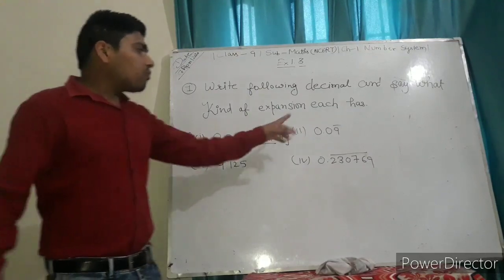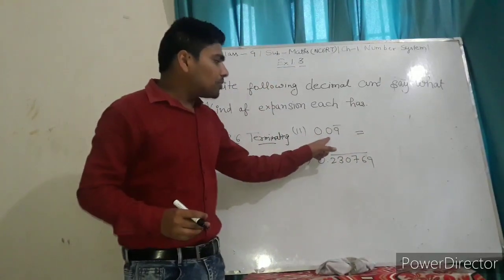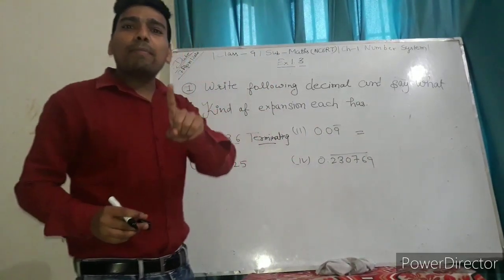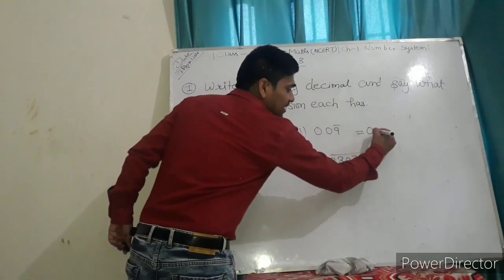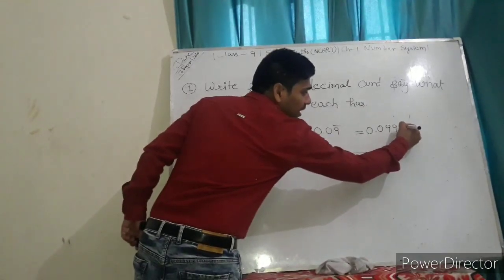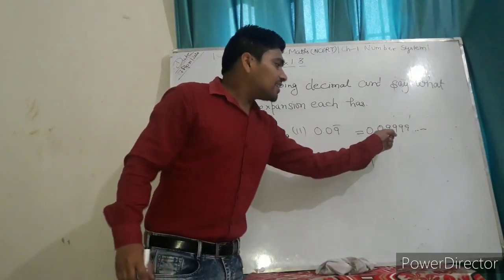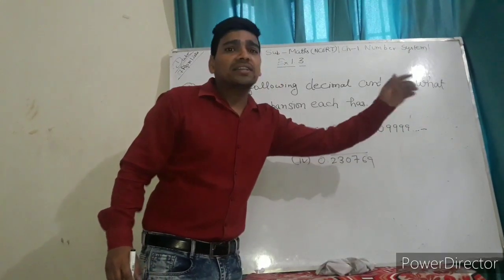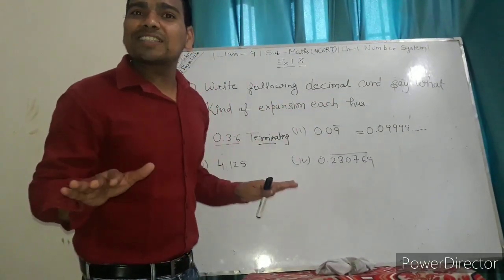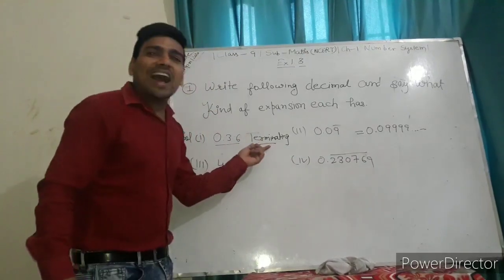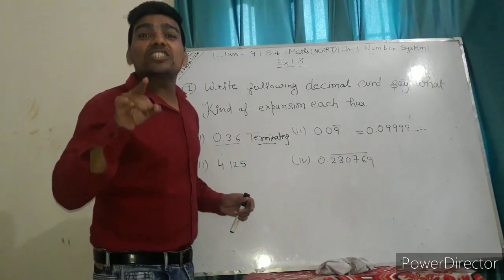Now we will go for the next. What is this? This number is 0.09 and there is a bar above the 9. The meaning of the bar is that it is like 0.0999 and so on, 0.099999 up to infinity. It means it is not stopping itself, so we can't say it is terminating. If we can't say it is terminating, definitely it is non-terminating.